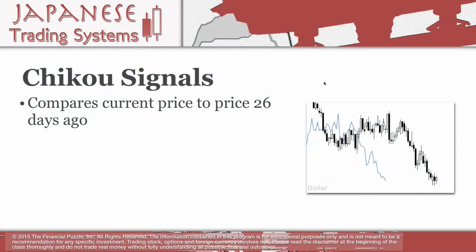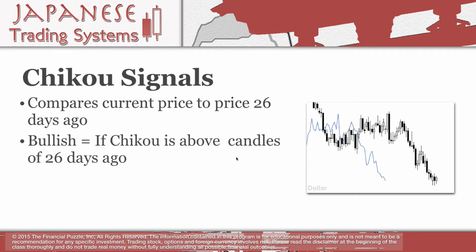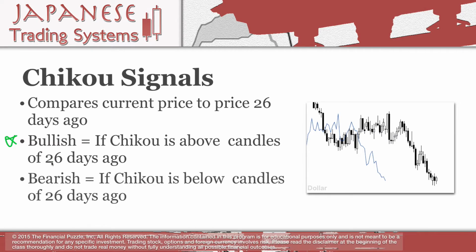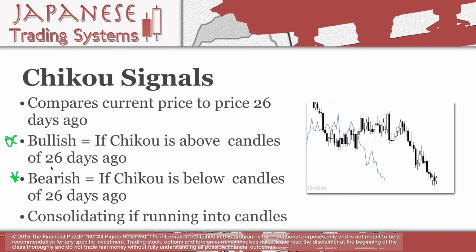Let me show you the signals. Remember, Chikou compares the current price to 26 days ago. We are bullish if the Chikou is above the candles of 26 days ago. You can imagine we're going to be bearish if Chikou is below the candles of 26 days ago. And so that is the key there. And then the final component here is we're consolidating if we're running into the candles from 26 days ago.